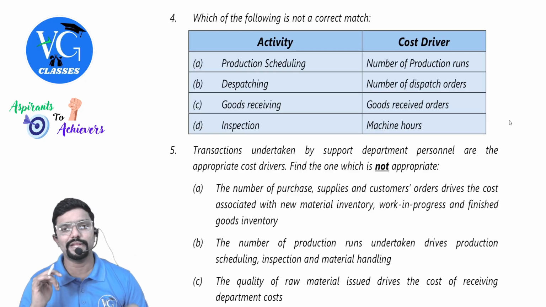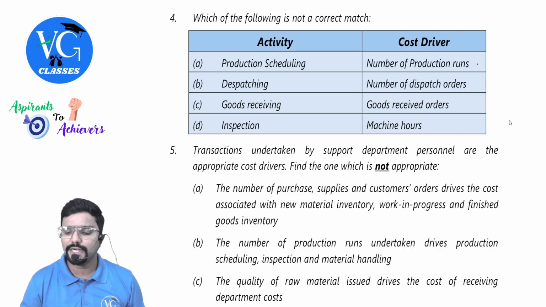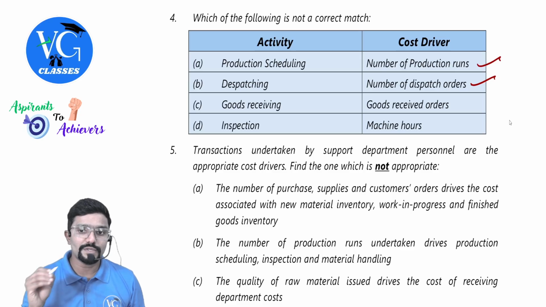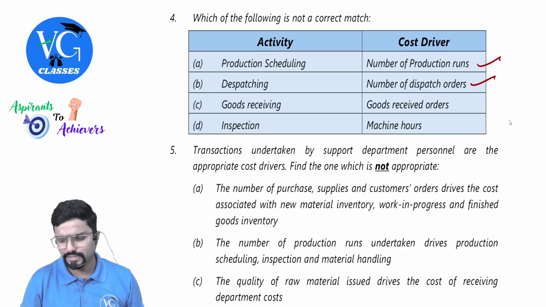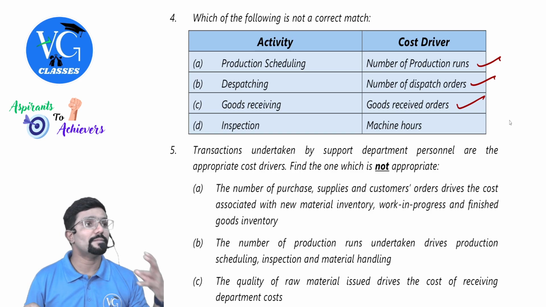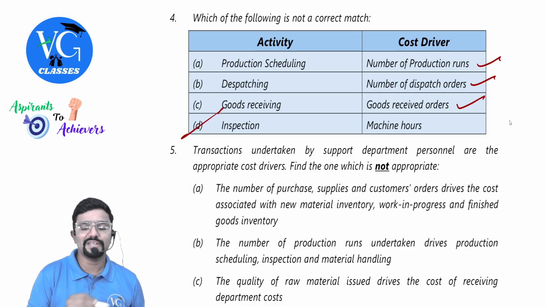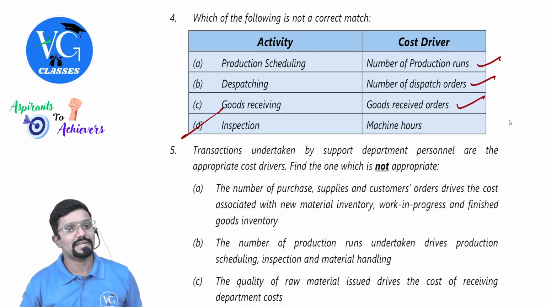Activity, production scheduling, number of production runs. Is it correct, sir? Yes. Dispatching, number of dispatch orders. Correct. Goods receiving, goods received orders. Yes, sir. Inspection, machine hours. It should be inspection hours. So what is the odd one out here? Inspection. That is the last one.